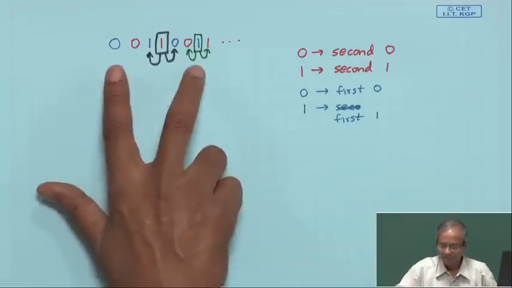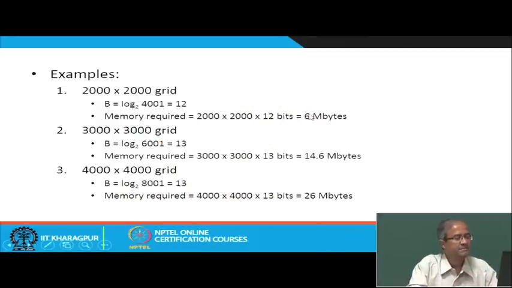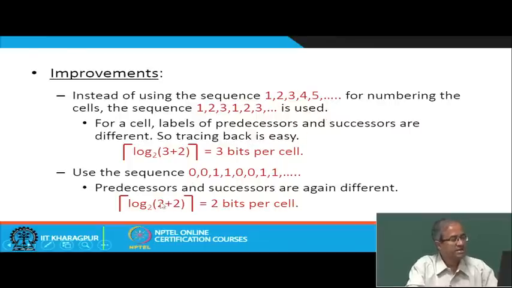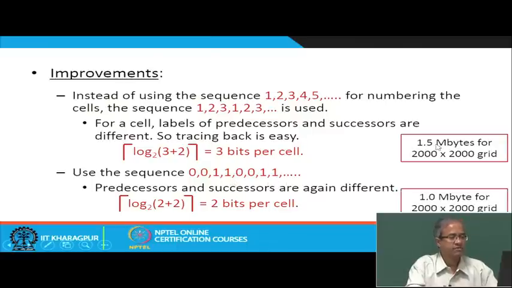If you can do this, this number 3 goes down to 2. So, here you need only 2 bits per cell, which means in this case it is multiplied by 2, you need just 1 megabyte. This will be only 1 megabyte in that case. So, you can reduce the storage space, but let us see how this 0011 labeling works. This is what I have said, 1.5 megabytes for this requires 1 megabyte.